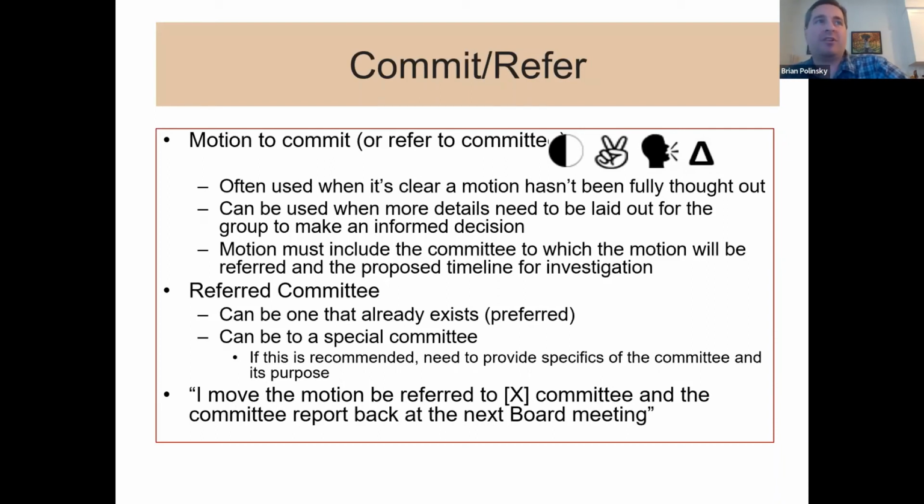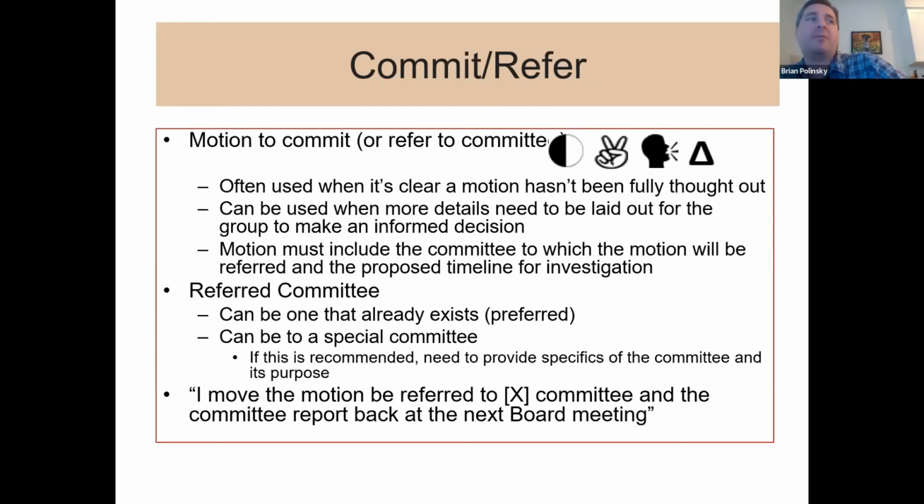This is often used when it's clear a motion hasn't been fully thought out, and when more details need to be laid out in order for the group to be able to make an informed decision. The motion must include the committee to which the motion will be referred and the proposed timeline for investigation. So all of that should be included in the motion to commit or refer.